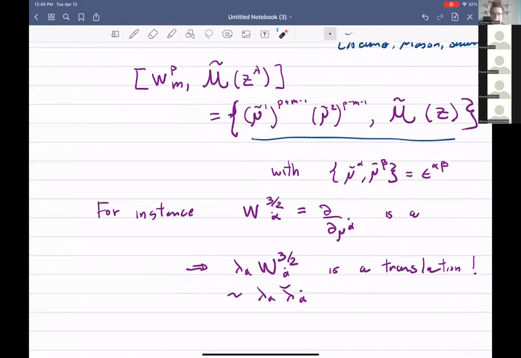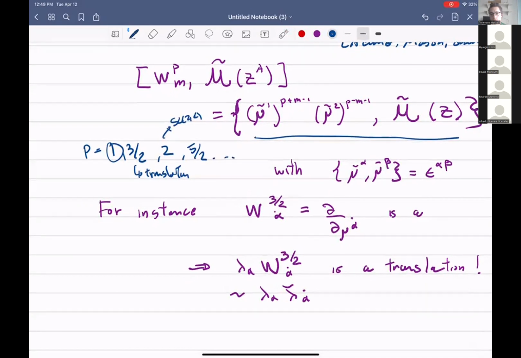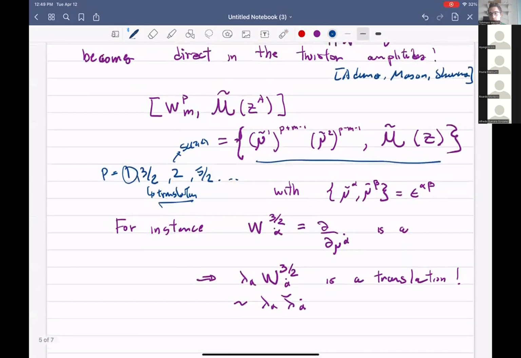Okay, so the first example, which is a very trivial case, is the 3/2 case. So remember, p here goes from 1. 1 is a central term, so it's really trivial. Then there's translations, and then there is SL(2,C), and then it just keeps going. So the translation case is just very simple to check. If you just write down the 3/2 case, so you replace p by 3/2, essentially what you get, under the Poisson structure, is that this guy acts as a derivative in mu space.